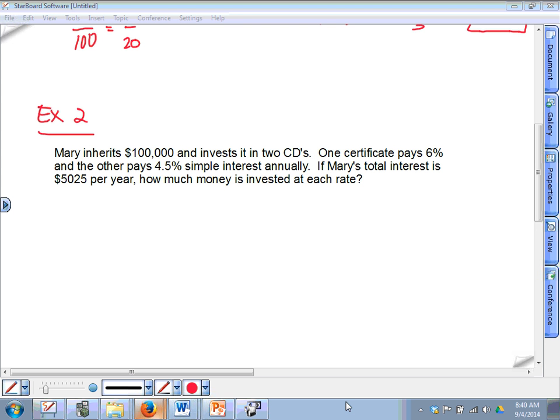So let's assign the first variable. Since the 6% fund was listed first, let's use that for x. So let x equal the amount invested into the 6% CD.